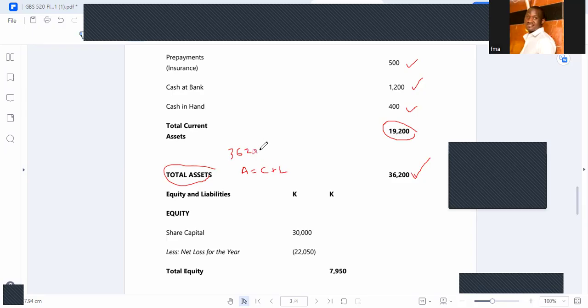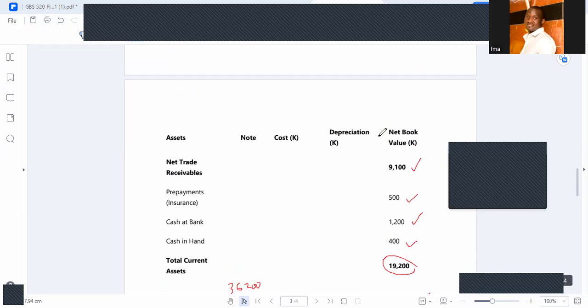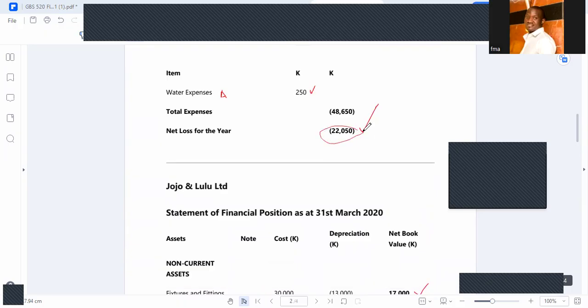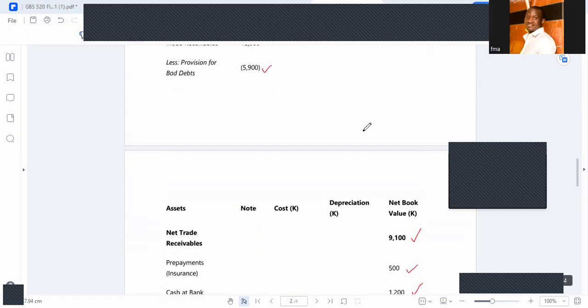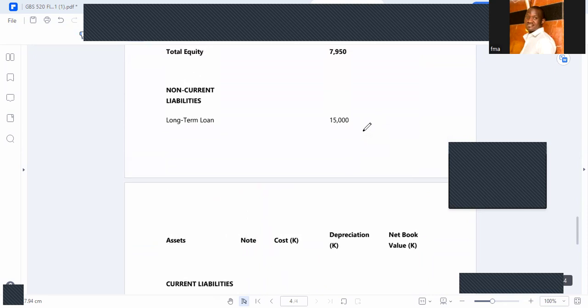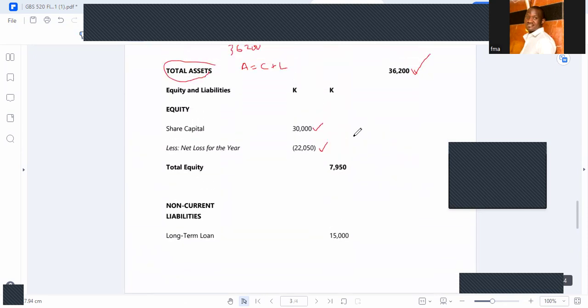So let's go now to capital. We start with finance by what? By equity. Our share equity was what? 30,000. We subtract the net profit of 22,050. Then we calculate it here. So once we get the net profit wrong, we also affect our answer here. So this 22,050 is what comes here. Are we following? So meaning our total equity will be what? 7,950. So capital is what? 7,950.